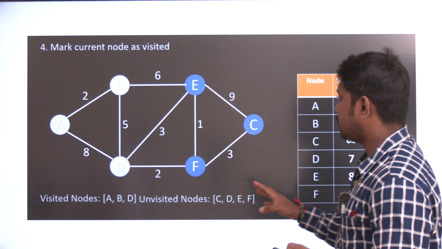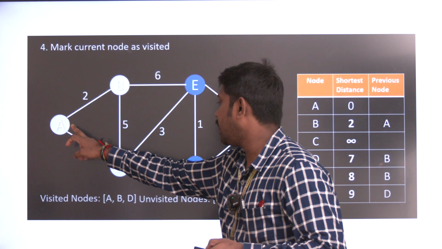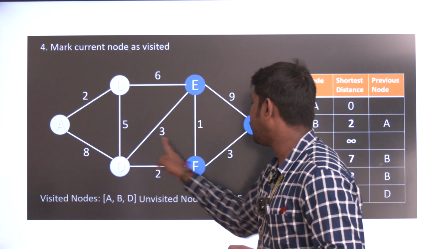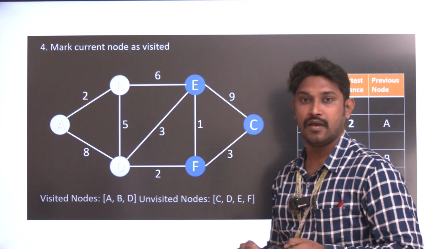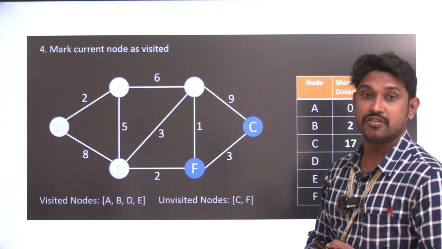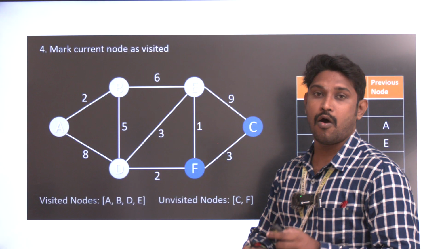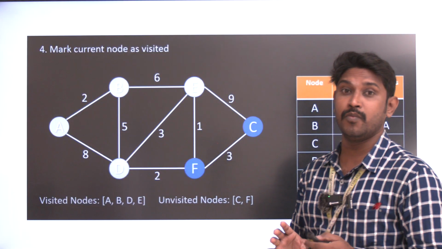So now, we have found the shortest path from A to B, A to D, A to E and A to F, and the last node is A to C. Let us see the last node, A to C. First we have to identify how many paths there are from A to C. First we go with the outer path.